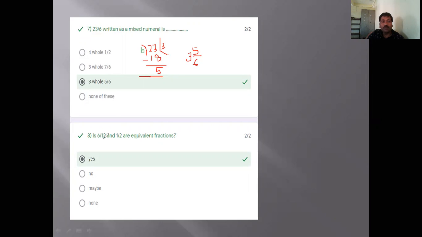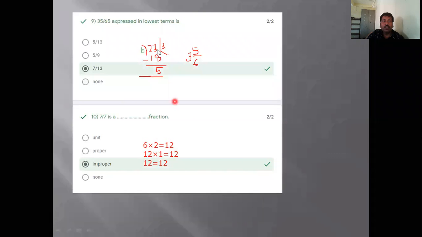And now, are 6 by 12 and 1 by 2 equivalent fractions? Yes or no, maybe, or none. To find this relation, we will use the cross multiplication method. 6 into 2, we get 12, and 12 multiplied by 1, we also get 12. So in both cases, 12 is equal to 12. It means 6 by 12 and 1 by 2 are equivalent fractions. Okay, now go to the next question.